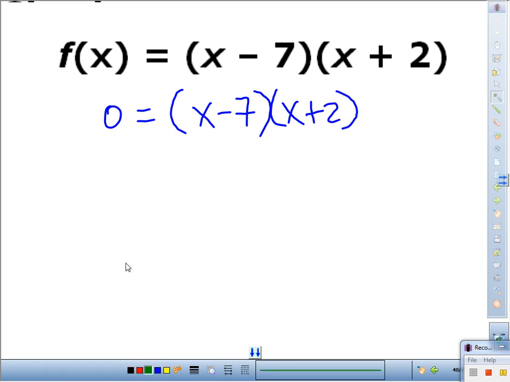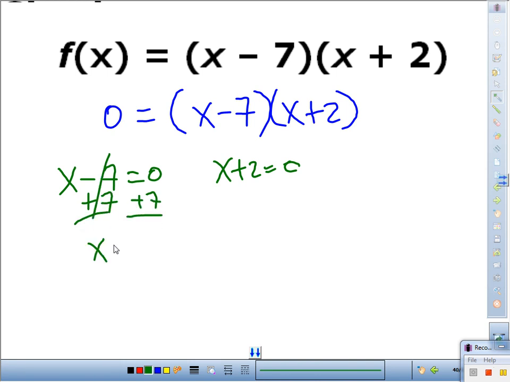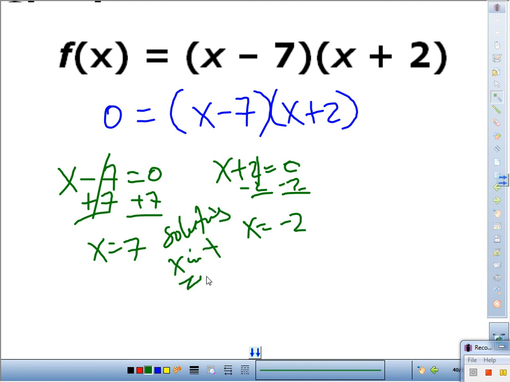What is my next step? ZPP, yeah, you know me. x minus 7 equal to 0, x plus 2 equal to 0. Plus 7, plus 7, x equals 7. Minus 2, minus 2, x equals negative 2. These are my solutions. X-intercepts, zeros, and roots.